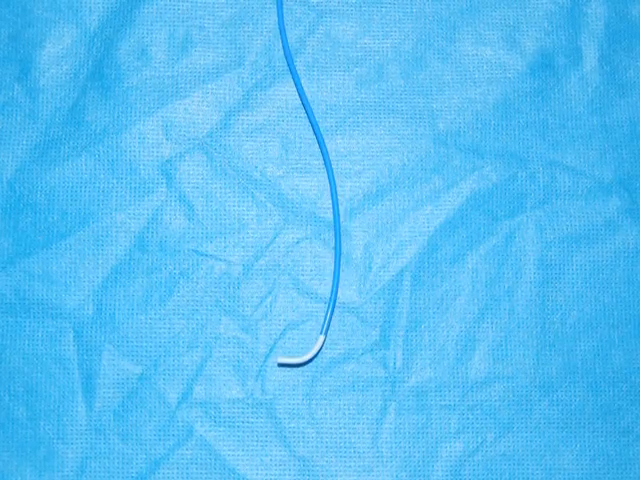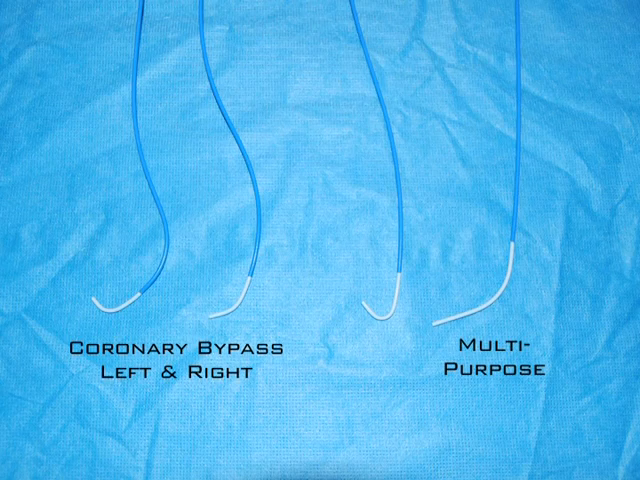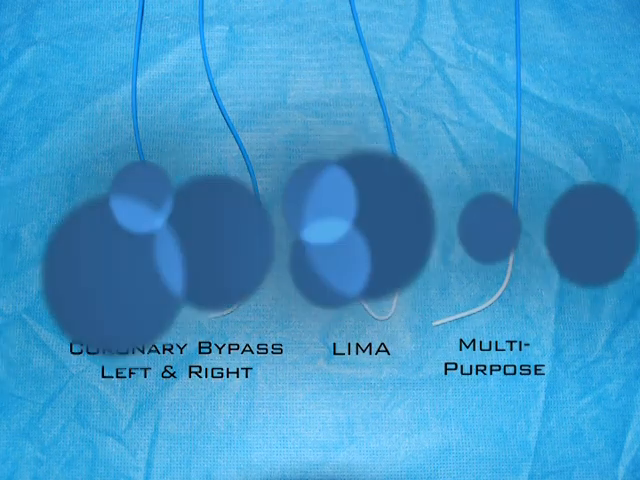For the Judkins right, the JR4, there are generally very few indications to use a shorter secondary curve. Specialty curved catheters are also available. These include the multi-purpose catheter, a right bypass graft catheter, and a left or right internal mammary catheter.